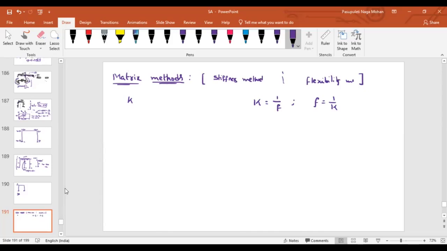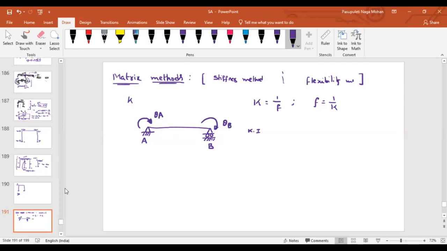Let us start with the simple case. Let us say I am considering a simply supported beam. Now, what is the kinematic indeterminacy for this? Let us say this is support A, support B. What is the kinematic indeterminacy? There is a rotation at A. There is a rotation at B. Right?